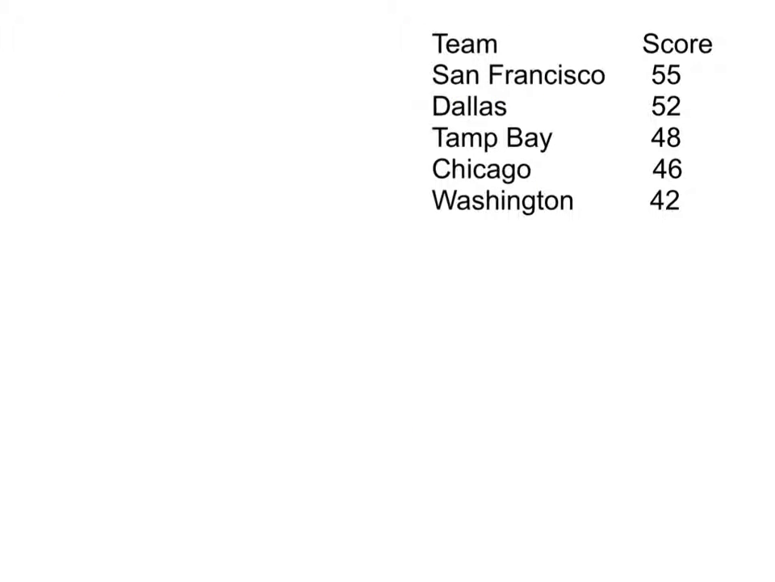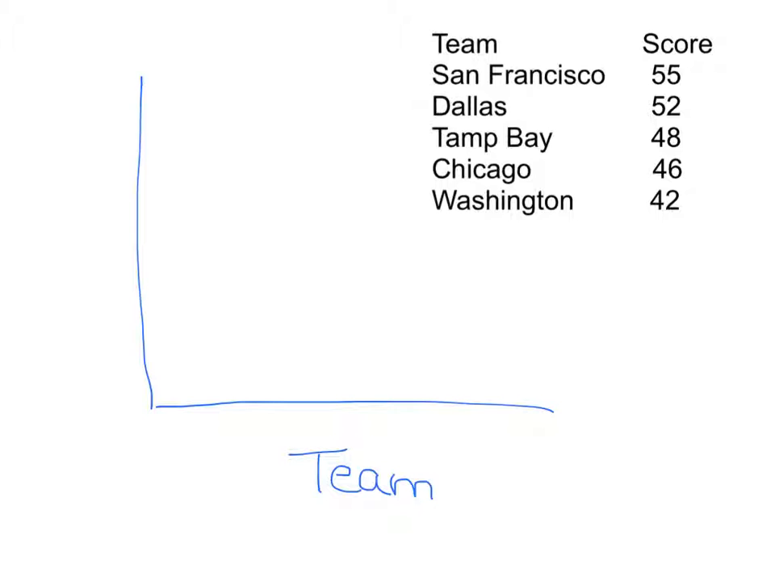Let's look at this set of data. We're going to create a bar graph to represent the set of data. So I first want to make my horizontal line and my vertical line. I'm going to put the team names at the bottom and the score along the side.